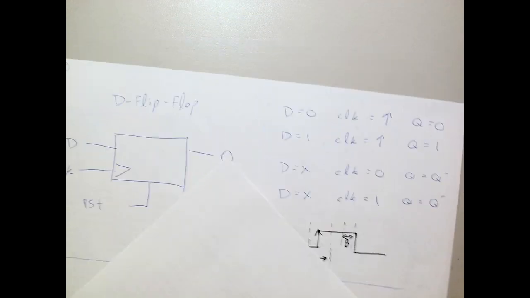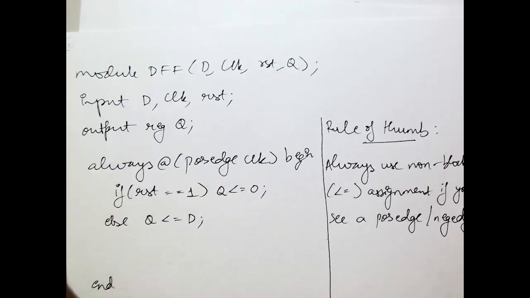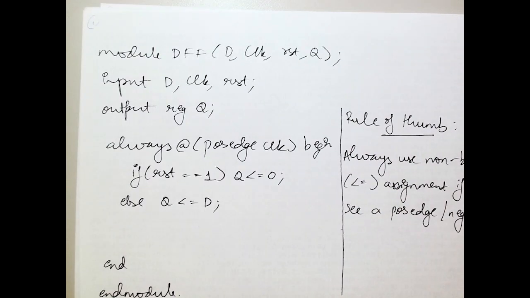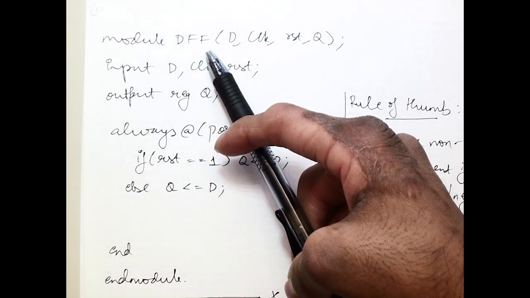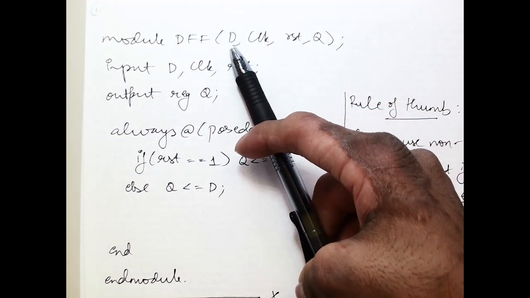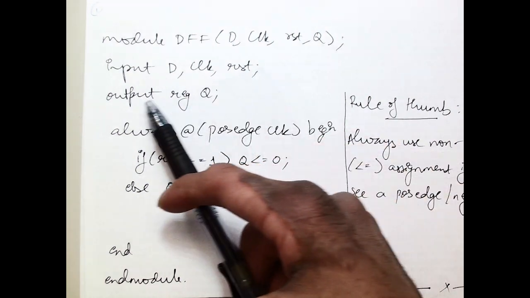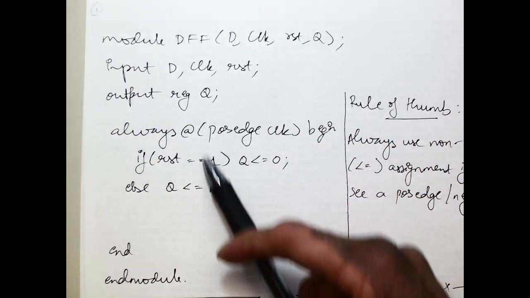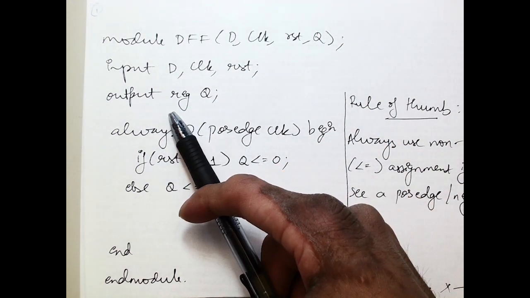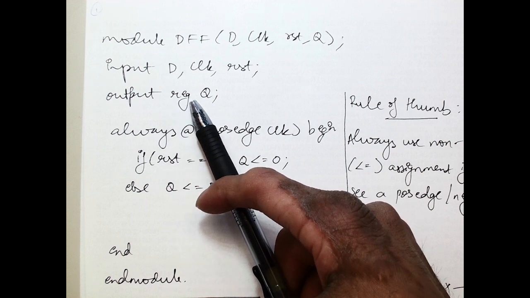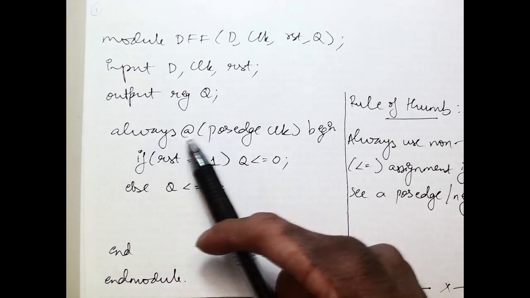Next, let me show you a Verilog template on how to implement a D flip-flop. Let me say my D flip-flop is called D flip-flop. Inputs are data, clock, and reset. Output is Q. And because I'm using behavioral Verilog, it has to be of type reg. It's a Verilog definition.